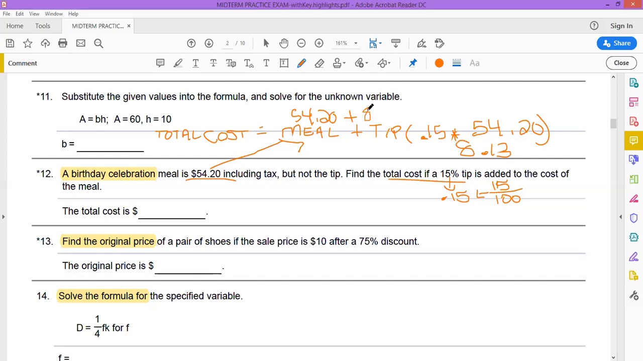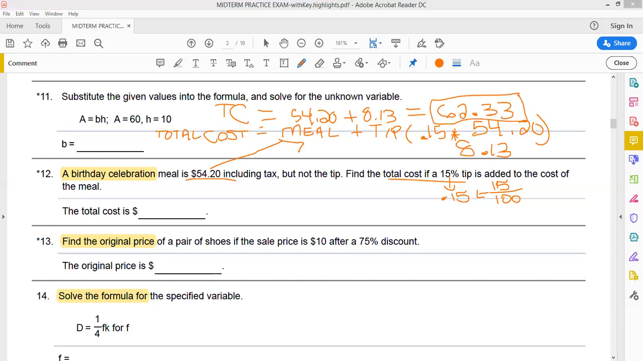So we're going to add that $8.13 to the $54 in order to get our total cost. This is the TC. So adding the 8.13 to the cost of the meal, which was $54.20, that'll give us $62.33. And that's our answer. This is how much you'll pay out the door.